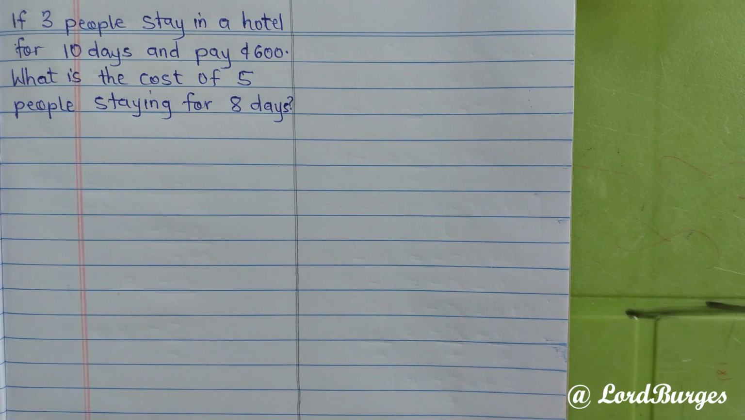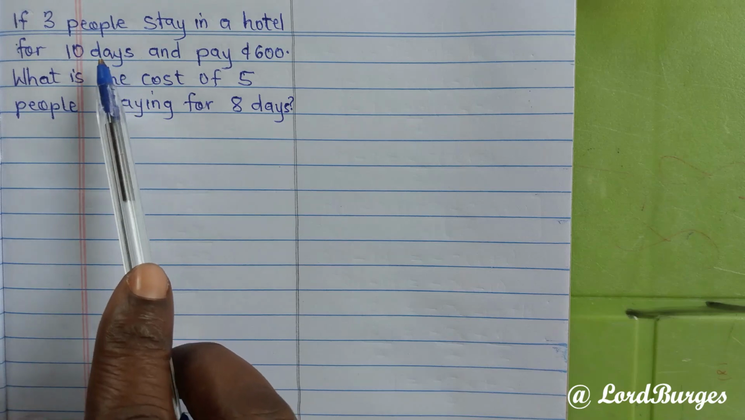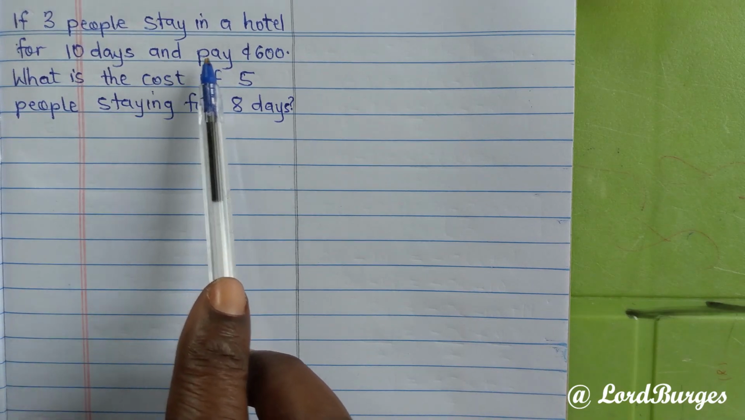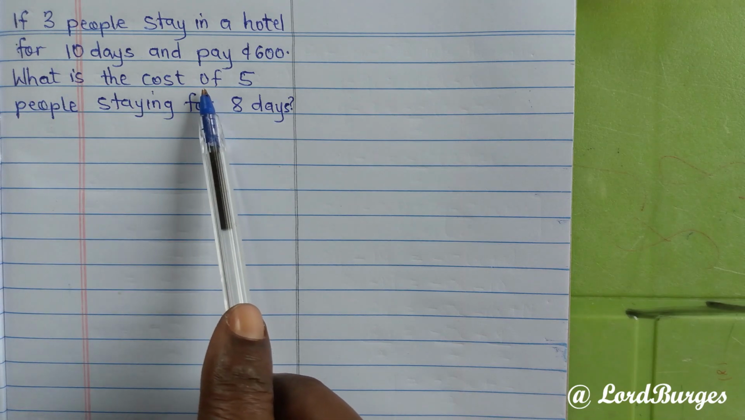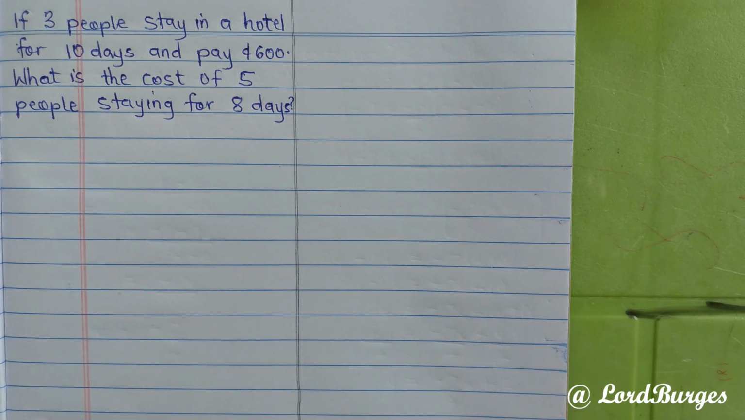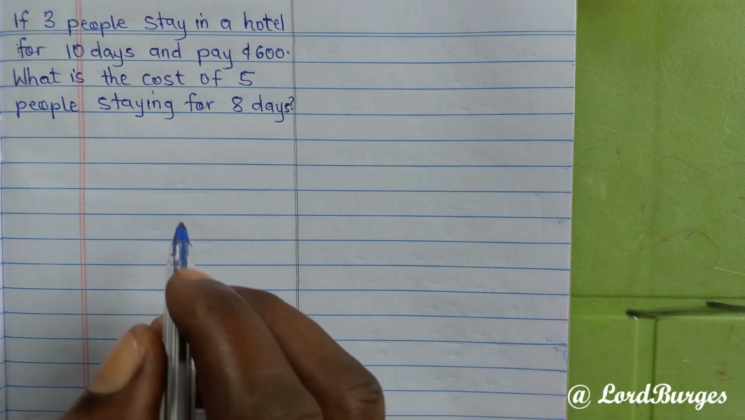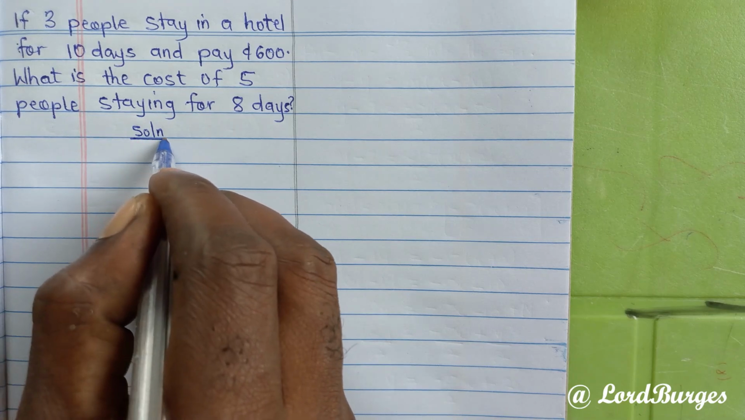If 3 people stay in a hotel for 10 days and pay 600 cedis, what is the cost of 5 people staying for 8 days? 3 people stayed for 10 days and they paid 600. Now we are looking for the cost of 5 people staying there for 8 days. This is quite an interesting question. Let's take our solution and see how to deal with it.